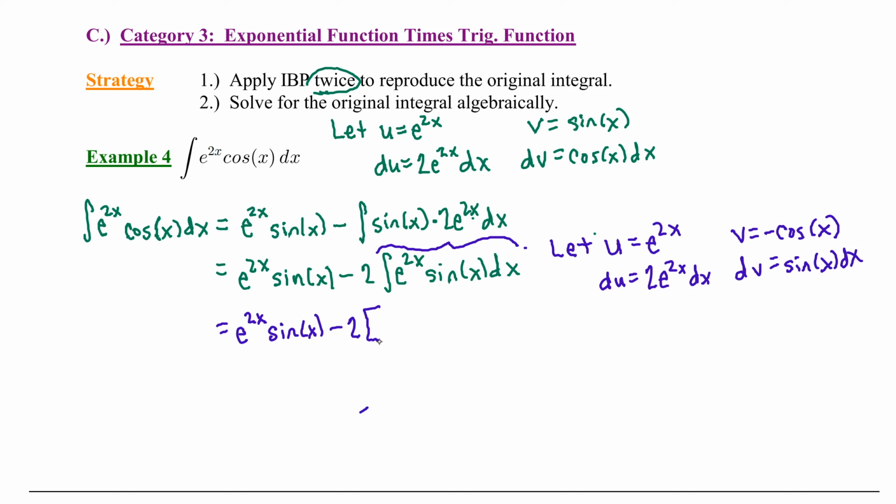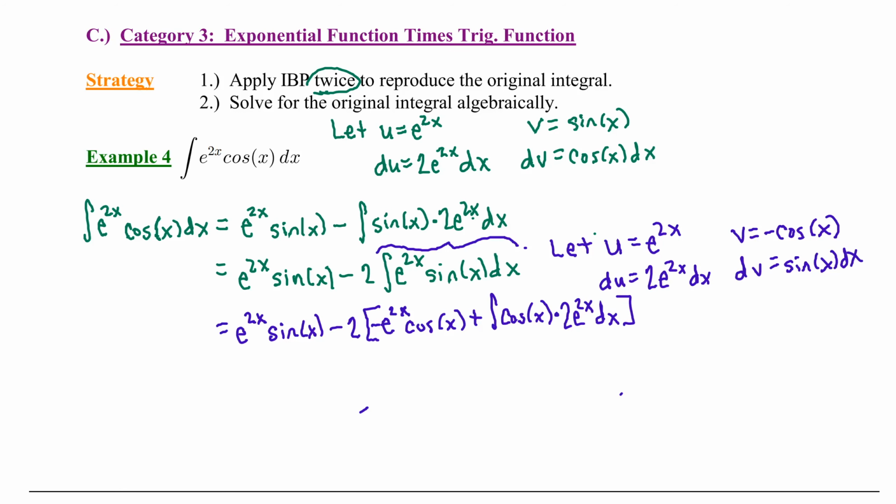So applying integration by parts, we have u, which is e to the 2x, times v, which is negative cosine of x, and I'm just going to move that negative there in front of the exponential. We have u times v minus the integral of v. Now notice again, v is negative, and I'm subtracting this integral, so that double negative is going to make a positive. So we have v times du, and du is 2e to the 2x dx.